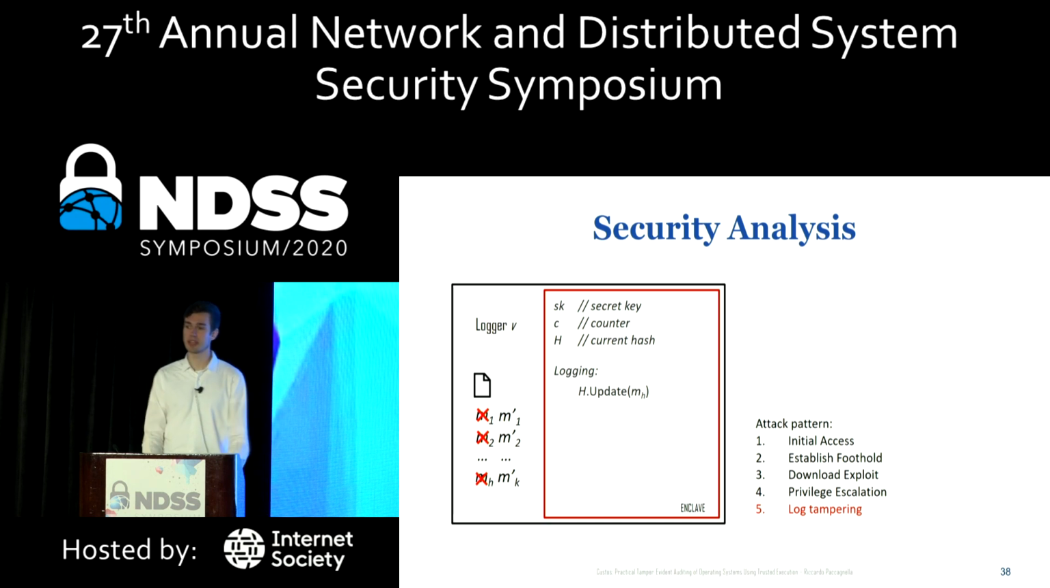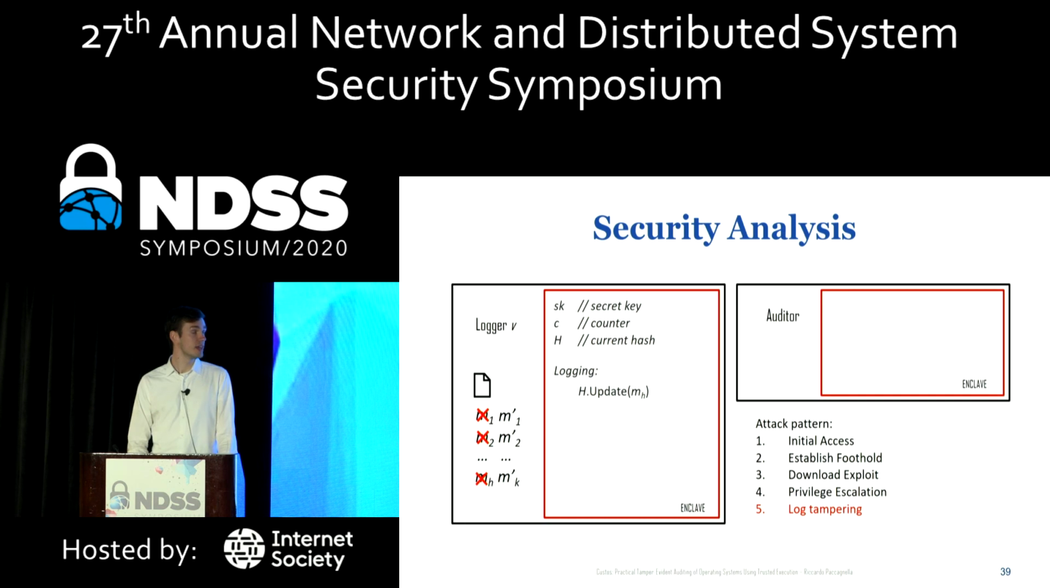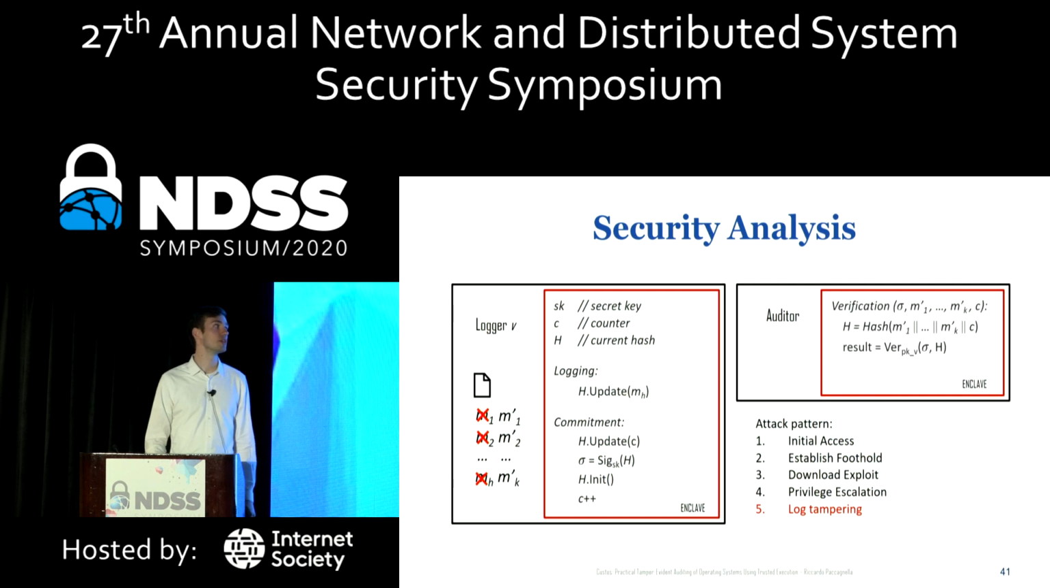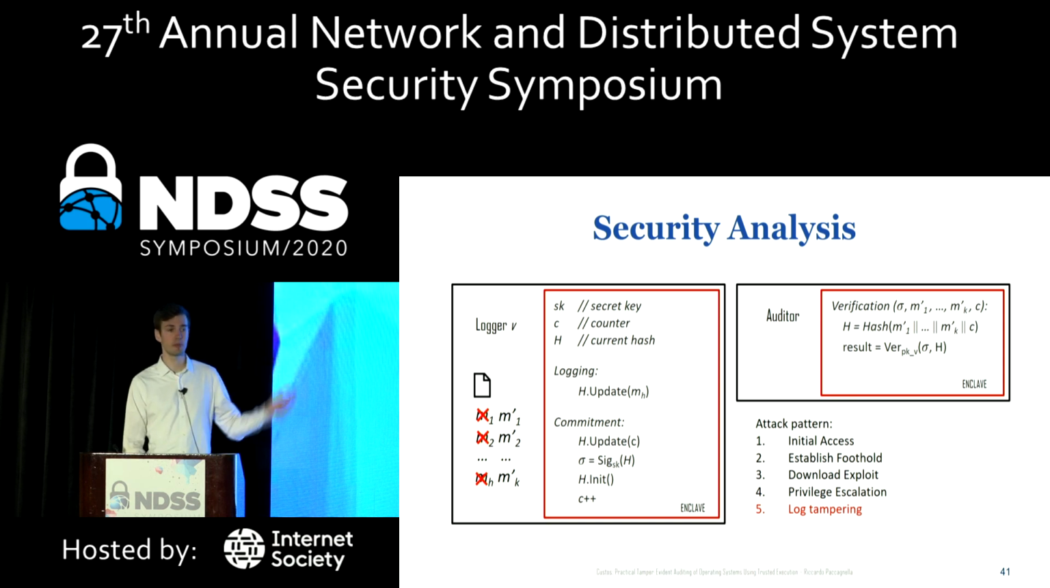So what happens at a later time is that if an auditor requests a proof, the logger will commit the current hash and then send the logs, which have been tampered with, together with the proof to the auditor. Now, because the hash was computed over logs that were different from the logs that were sent to the auditor, since they were tampered with, the verification will fail and an alert will be raised.